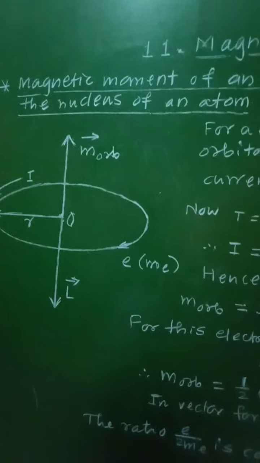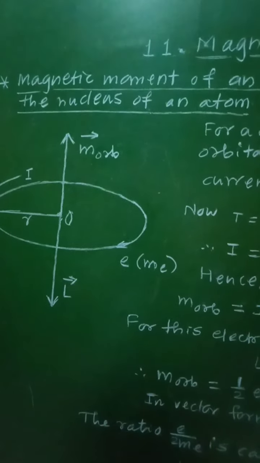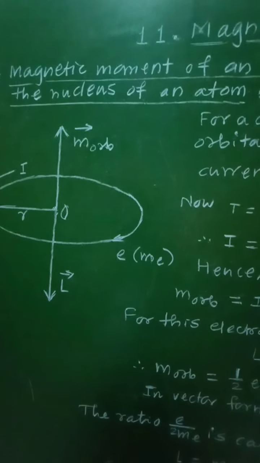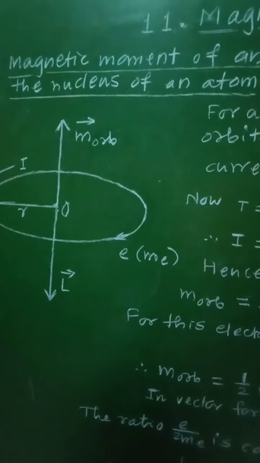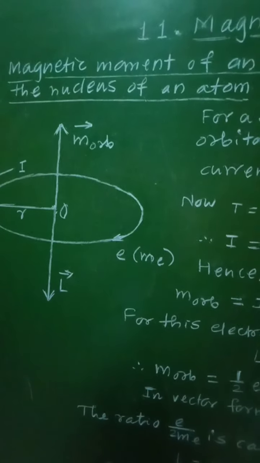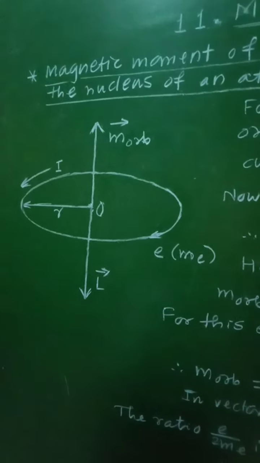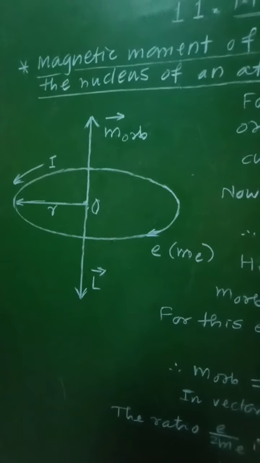So we know that the electrons revolve around the nucleus in circular orbits. When these electrons are revolving around the nucleus, it will give rise to current, because when the electrons are in motion, it gives rise to the current.